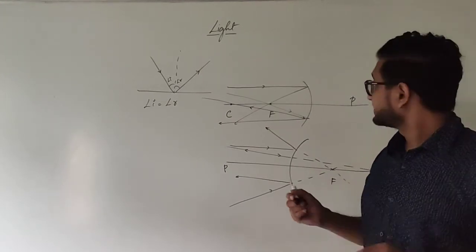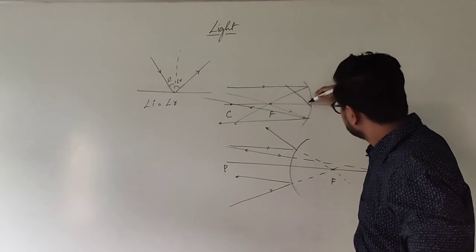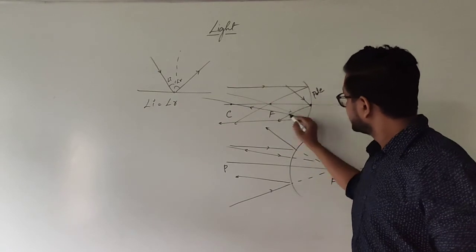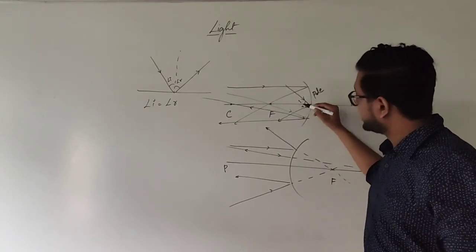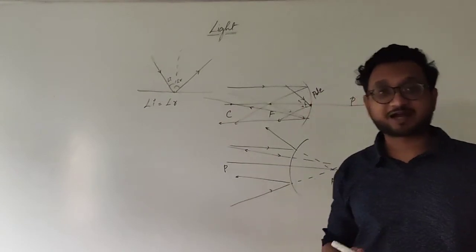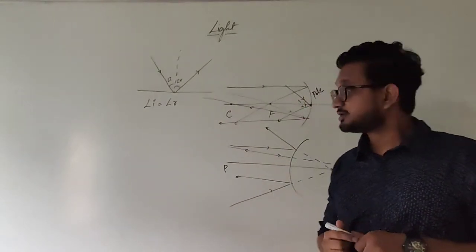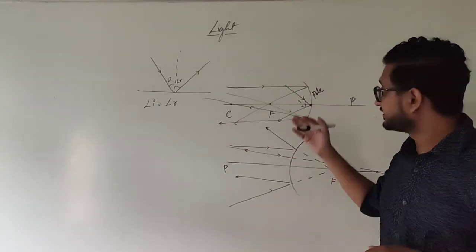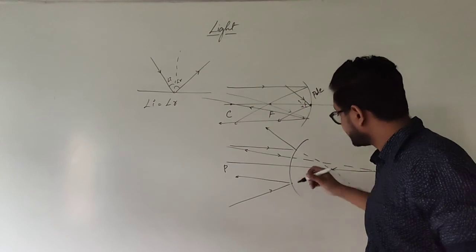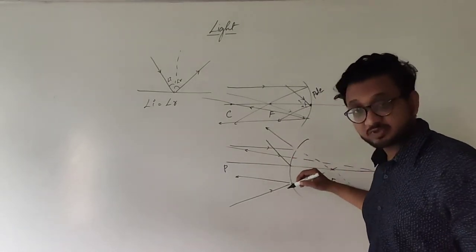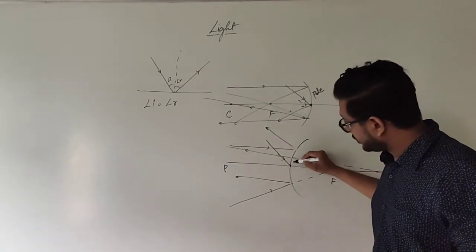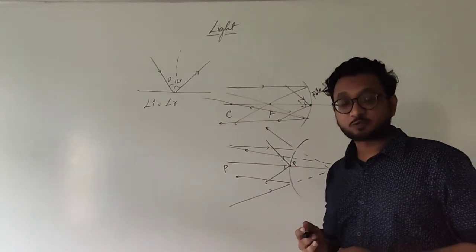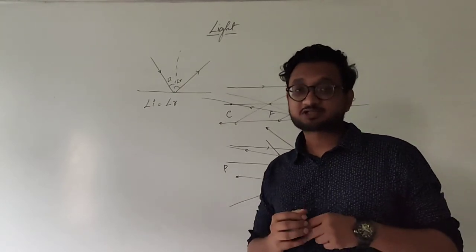And the last one, if a ray of light is incident on the pole, then after reflection it will create an angle of incidence and angle of reflection, where the principal axis will act as a normal. So it will reflect back at the same angle it was incident. Same thing in the convex mirror as well. If it is incident on the pole, then after reflection it will depart at the same angle from which it was incident.